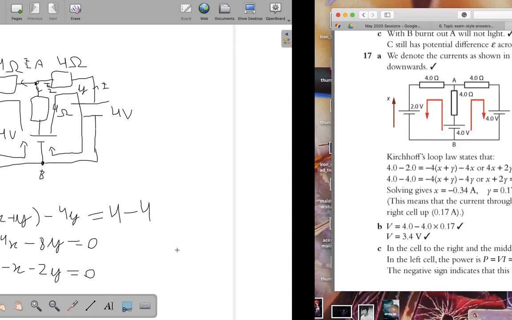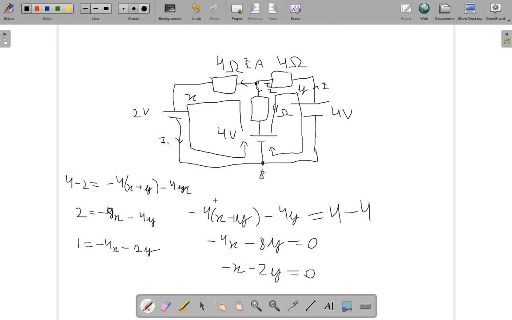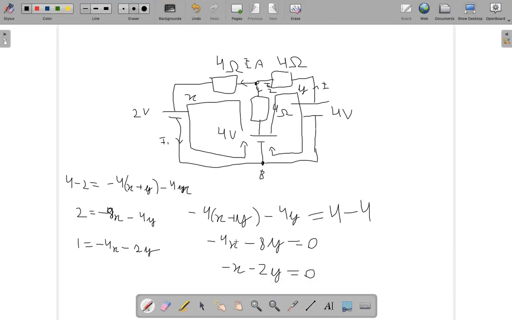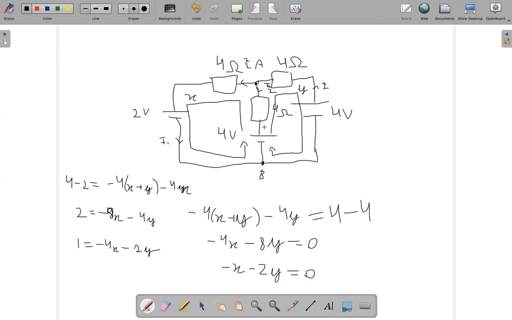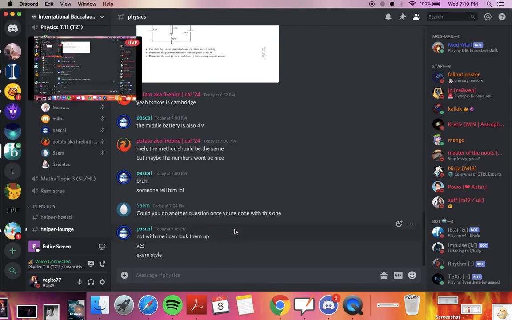And if you run this in your calculator, you should get the answer. Yep, that is what it is. And you end up with the current in this direction, y, equal to 0.17, and the current in the other direction would be negative, minus 0.34. Hopefully that makes sense. Or I'm sorry, I made a mistake at the start.